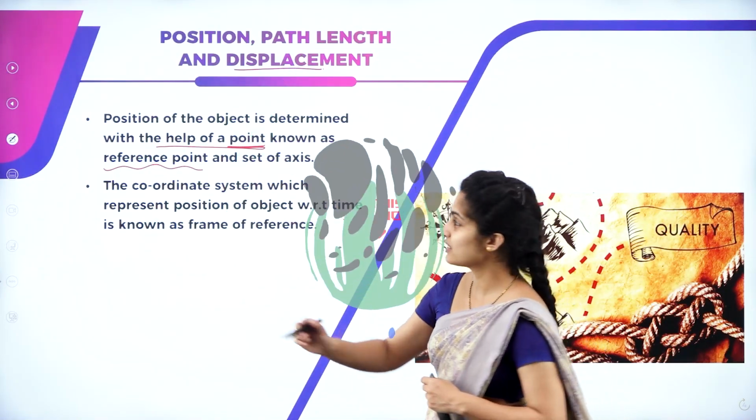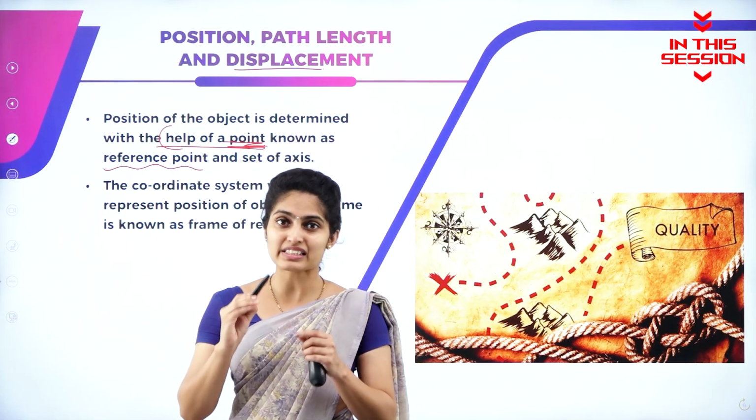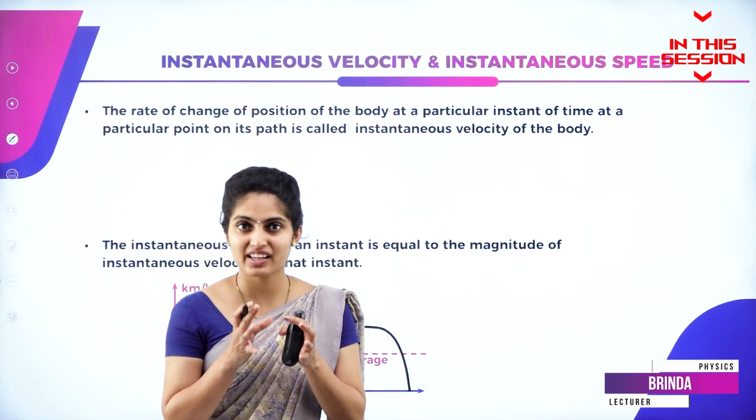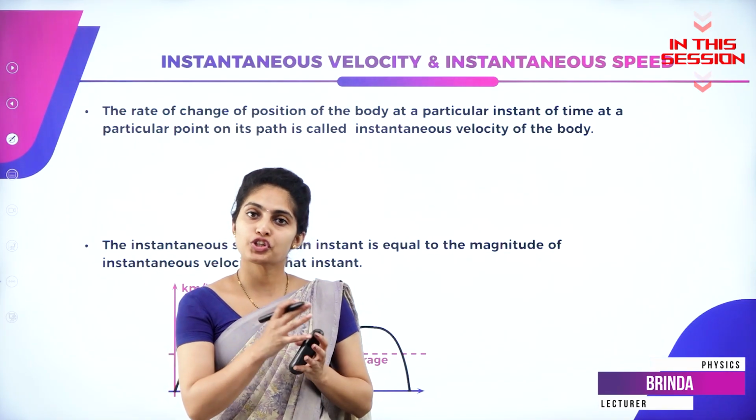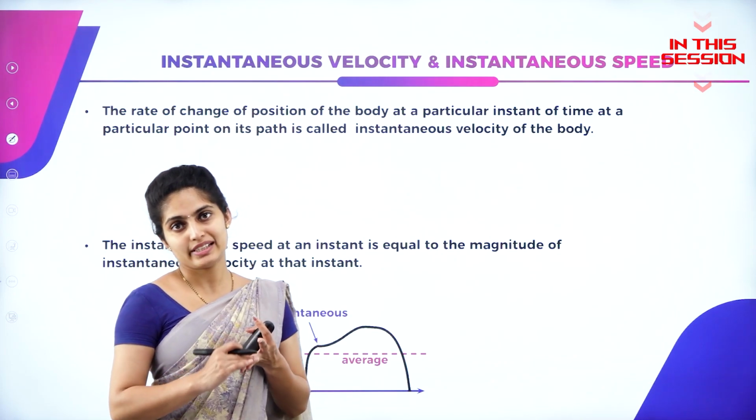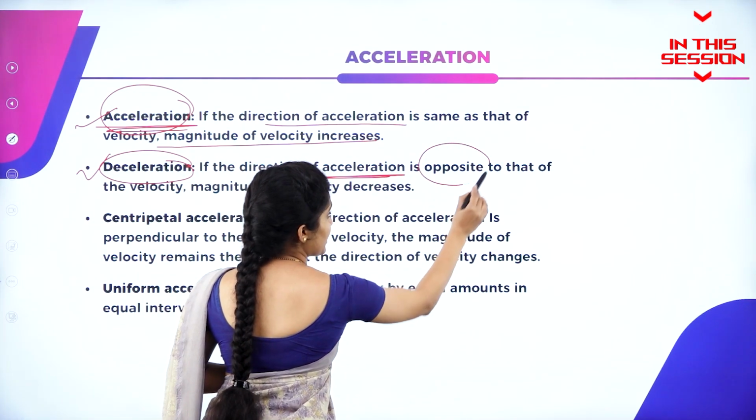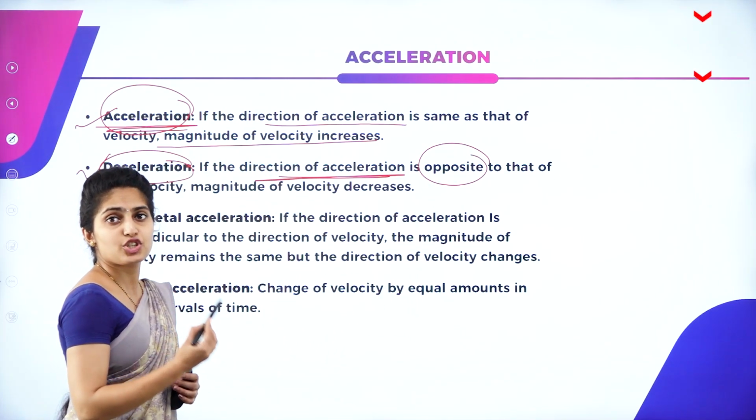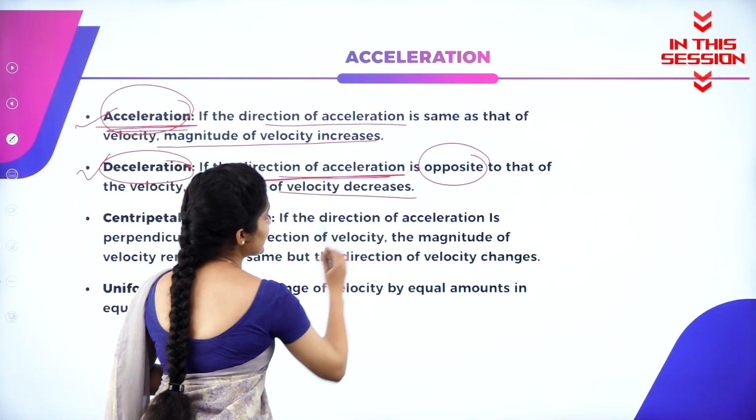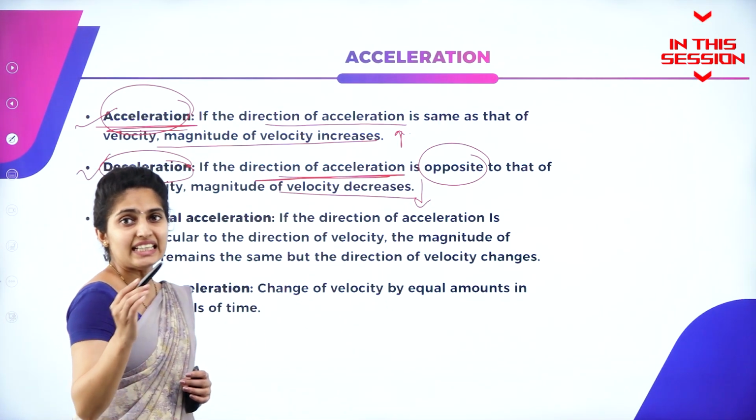Position of the object is determined with the help of a point, and that point is known as reference point. Here we consider, at certain precise intervals of time, the motion of an object which undergoes certain velocity as well as certain speed. If the direction of acceleration is opposite to the direction of the velocity, then you can say that it is deceleration because the velocity decreases. Here the velocity increases, there the velocity decreases.